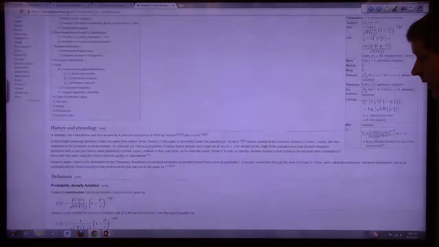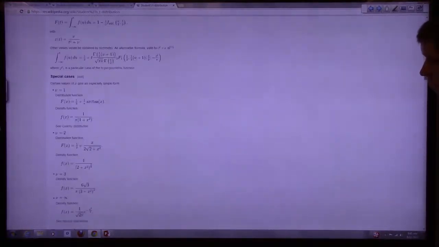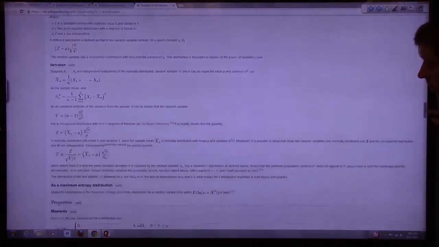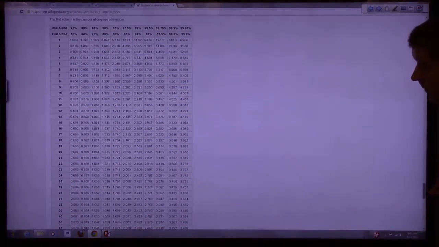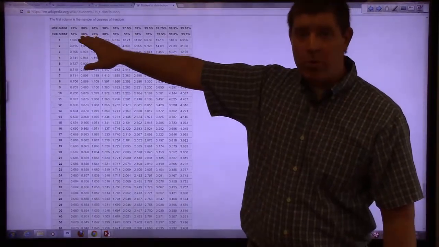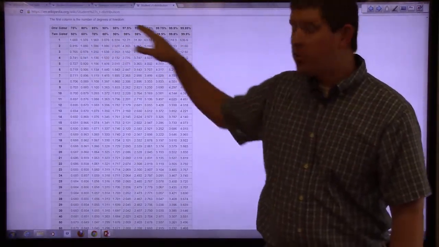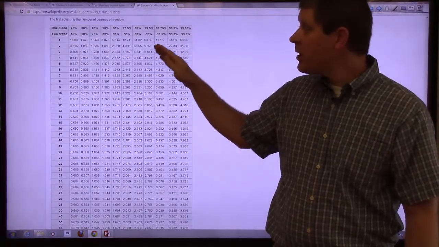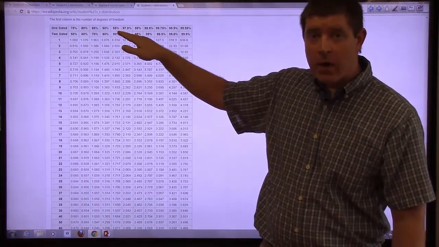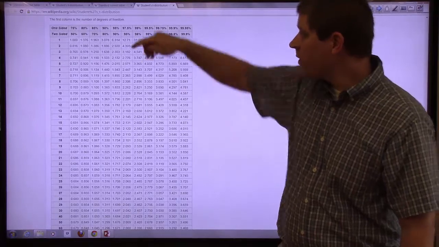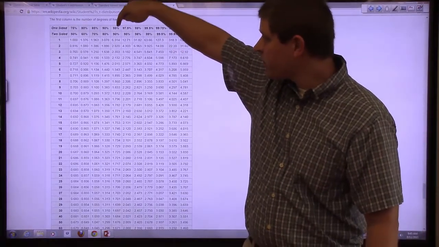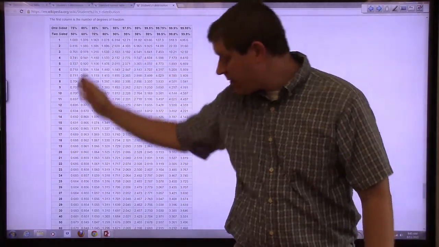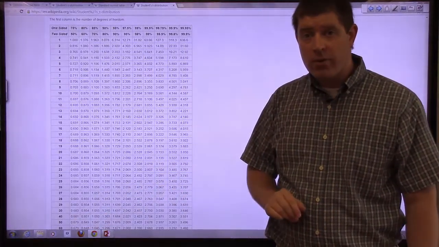But if we scroll down, we eventually get to, way down here, another table. And so now you see at the top, we've got one-sided and two-sided and then a bunch of percentages. These are the confidence. So if you're doing, say, a one-sided and you want to be 95% confident, then you're going to be in this column here. And down the left side, you then have your number of degrees of freedom.